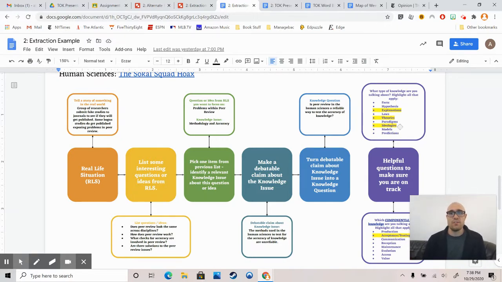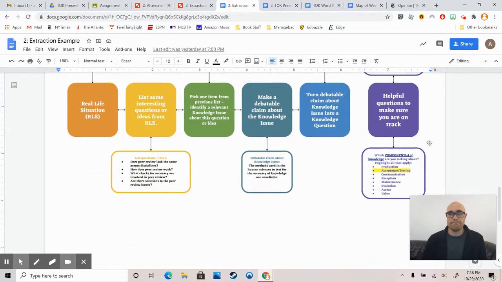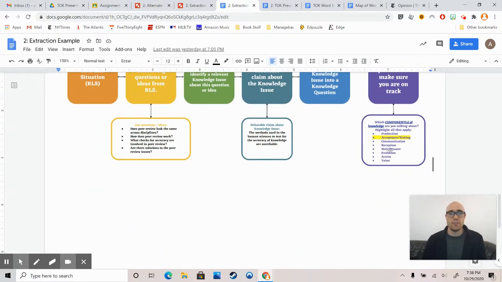This is a good question to ask yourself, to check yourself: what type of knowledge am I even talking about? It can be one type of knowledge. You might want to look specifically at the role of theories in history or something like that. But it can also be multiple types of knowledge that you're looking at. You can also ask yourself what component of knowledge you are addressing in the knowledge question and in the exploration.